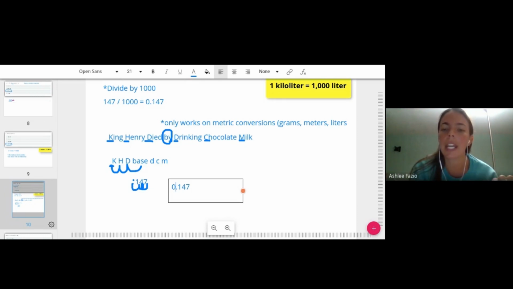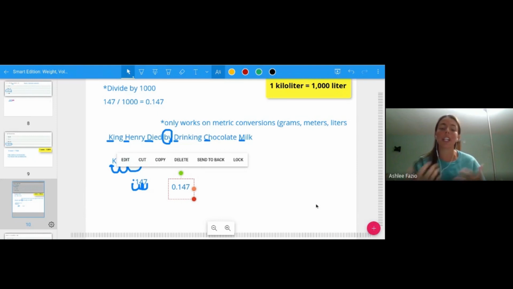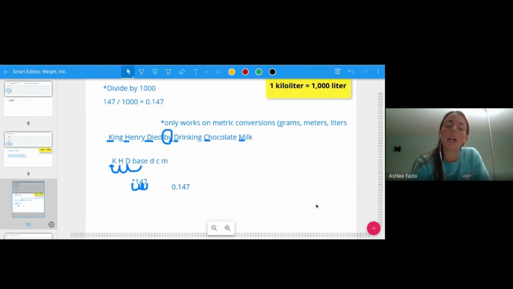This can come in really handy. If you just have that mnemonic phrase, you can jot that down really quickly and then swoop. You don't have to ask yourself, do I need to multiply? Do I need to divide? Should it get bigger? Should it get smaller? You'll just follow this process and it'll tell you where to move the decimal.